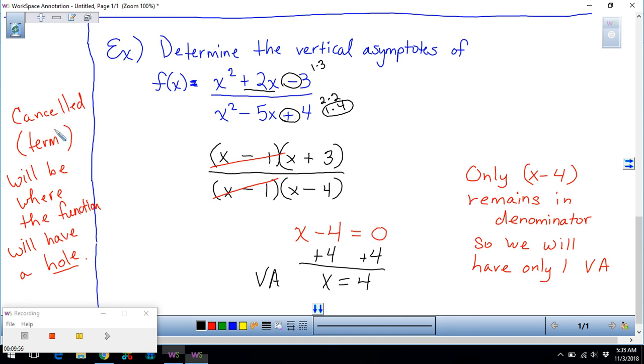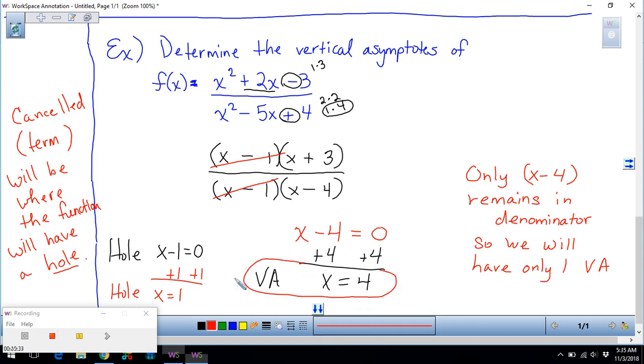Now over here, when we were talking about the hole, what we would do with the hole is we would take x minus 1, set it equal to 0 also, and at x equals 1 we would have a hole. Okay. Right now we're just focusing on vertical asymptotes. We'll talk more about holes in a couple of days.